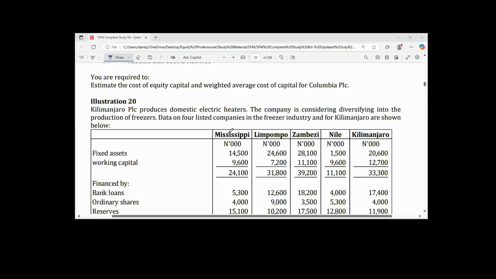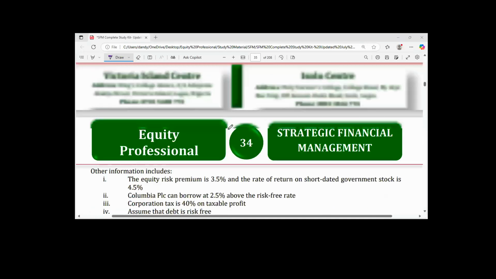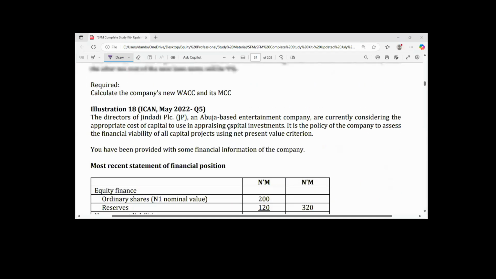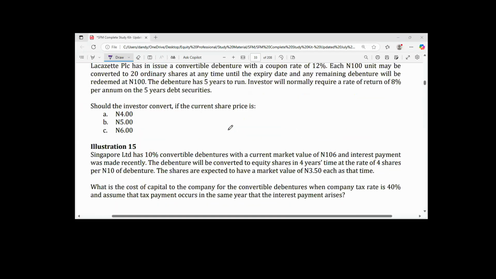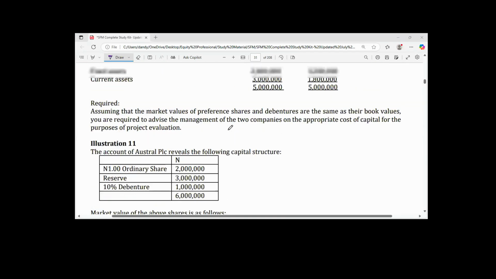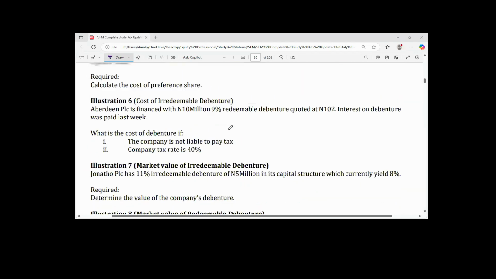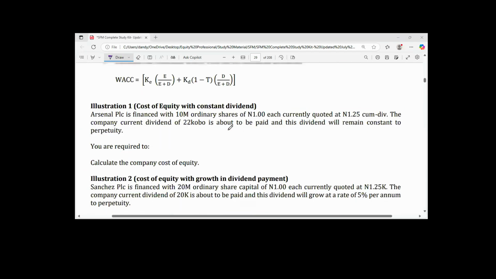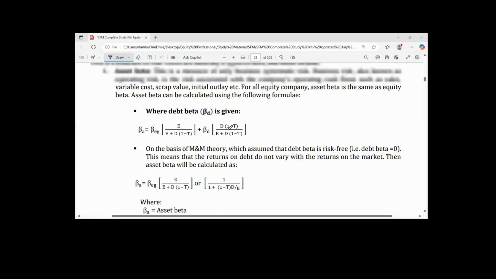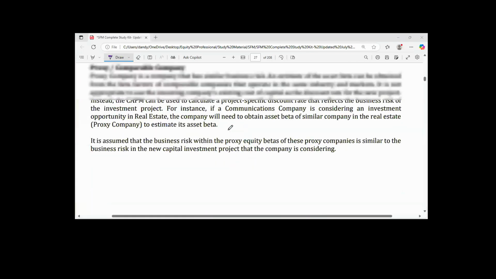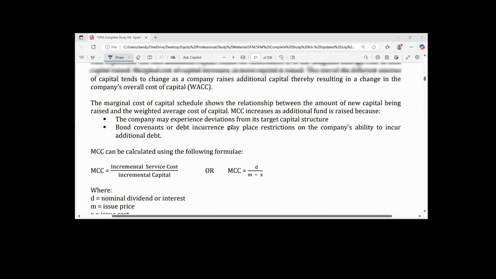Okay. Let me see if I have the procedures and the notes in this material, instead of writing it out, in order to save our time. I think I have it. Yes, I have it.